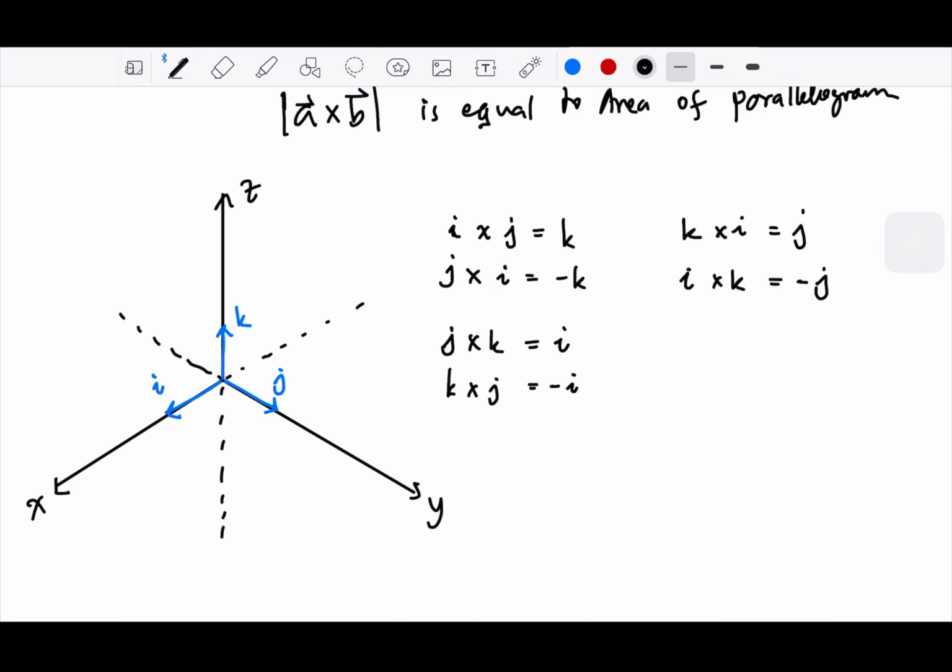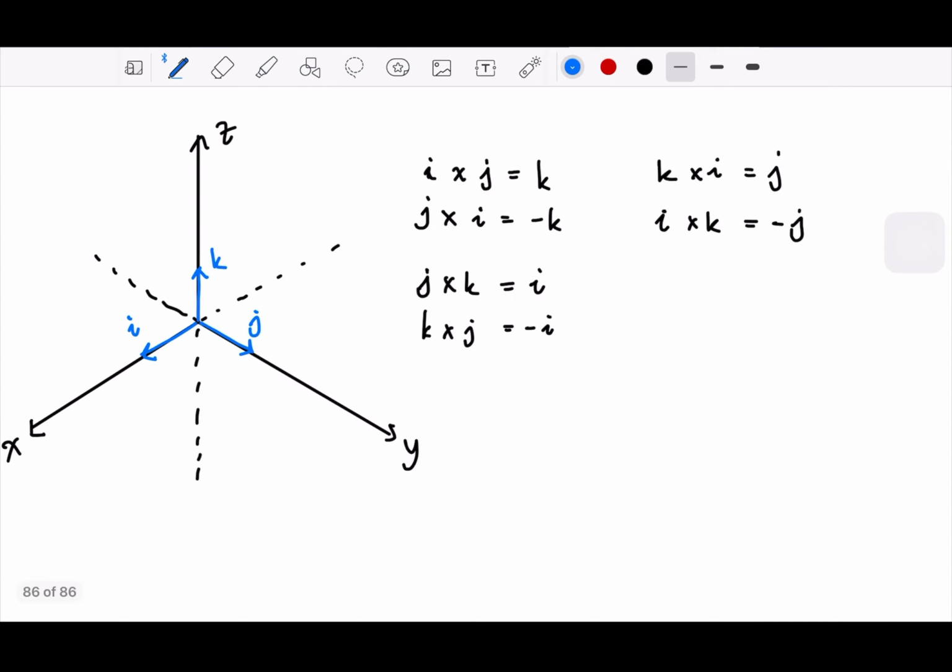And if we observe, at least from this result, we see that i cross j is not the same as j cross i. So you need to keep that in mind. So the cross product is not commutative, so we cannot reverse the equation. If we have a vector like A cross B and then cross C, this will not be the same as A cross B cross C.